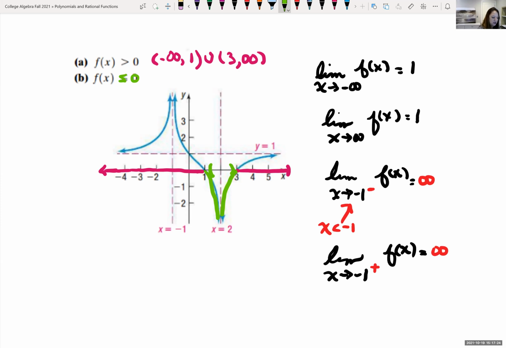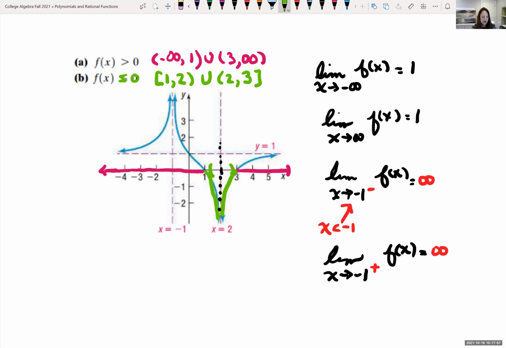So I'm going to include my 1. But then I need to stop here. I can't have X equals 2. So I'm going to stop there at 2. Can't include it because it's undefined there. Union, and then 2, not including, and I can include 3 because that makes it equal 0. And that's a true statement.